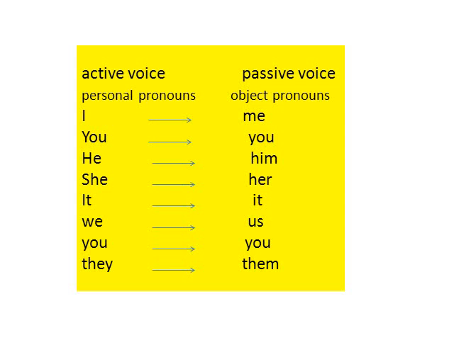Active voice, personal pronouns change in the passive voice; they become object pronouns. Example: I in the active voice becomes me in the passive voice. You, he, him, she, her, it, we, us, you, they, them.